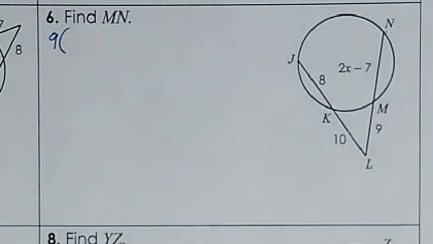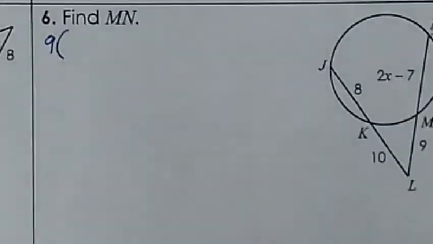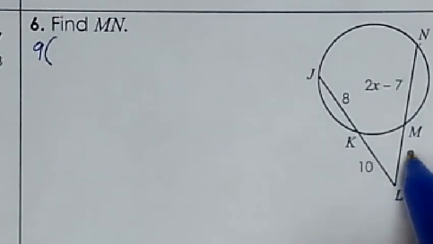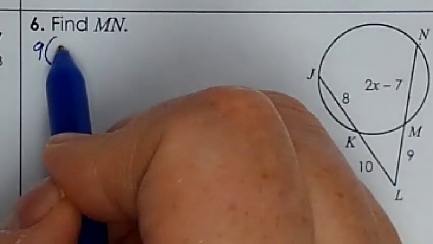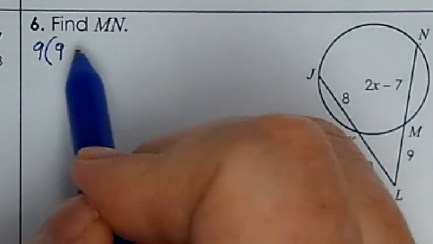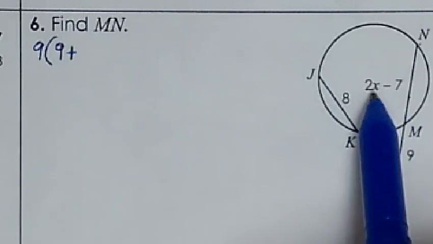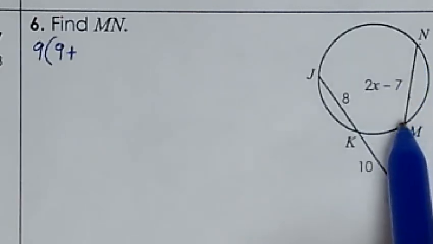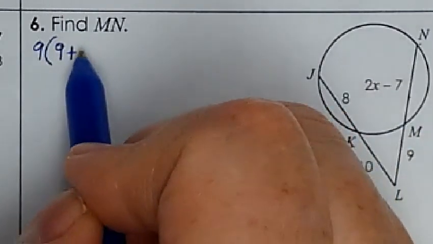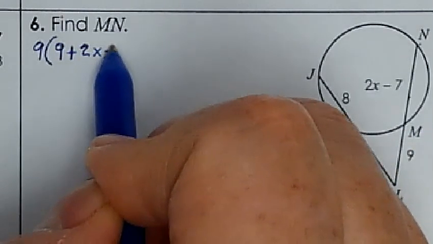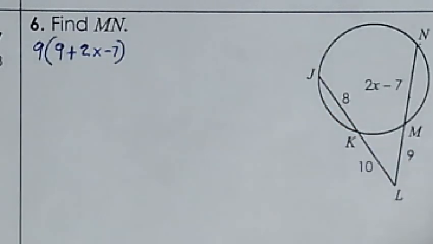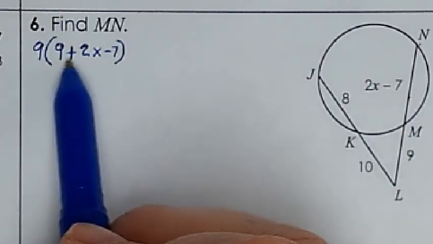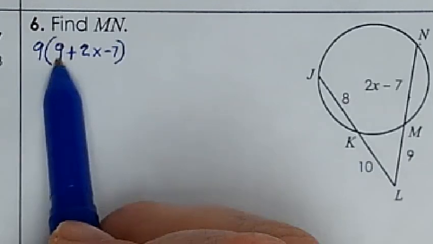The sum of the outside and the inside. The outside is 9. Add it to the inside length. But look carefully. What is the inside length? It's 2x minus 7. So I take the outside, and I multiply it by the sum of the outside with the inside. That's the sum of the outside, that's the inside, and I put a plus in between. And I set it equal to the outside of the other secant.